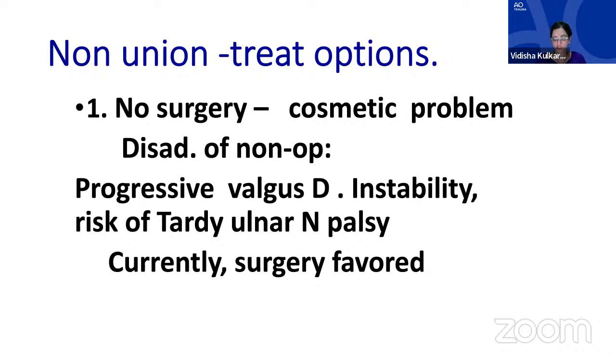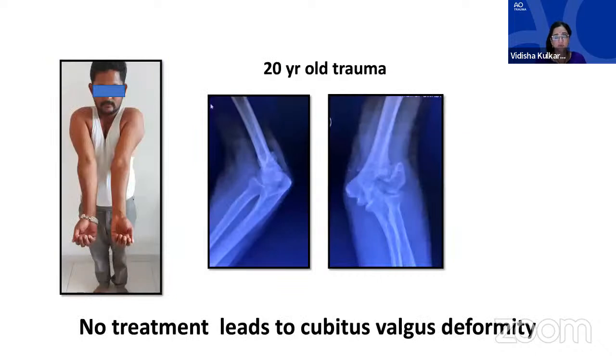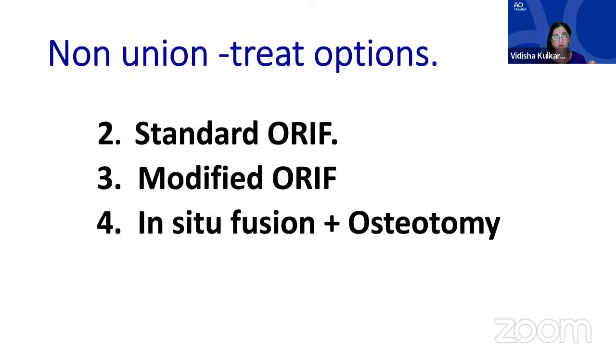For milder deformities, it is only a cosmetic problem. Usually the flexion extension arc is maintained, as in this patient who presented 20 years after the initial trauma with this non-union lateral condyle, and he is doing functionally well with a little bit of pain here and there on heavy activities. So the second treatment option is standard ORIF. Third is modified ORIF for late presentations with minimal valgus deformity. And the fourth option is in situ fusion with corrective osteotomy for severe valgus deformities.